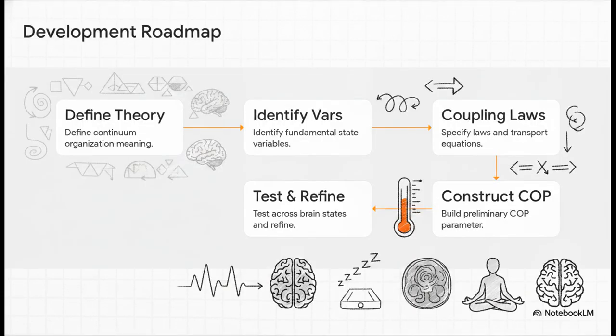Of course, to take this from theory into strict, measurable scientific reality, researchers have a pretty massive roadmap ahead of them. First, they have to mathematically define those continuum variables and coupling laws. Then, they need to develop the transport equations, construct a preliminary COP metric, and then ruthlessly test that metric across all sorts of brain states, from deep meditation to full-blown seizures, using hard empirical data from EEGs and fMRIs. It's a rigorous step-by-step process to essentially build a thermometer for consciousness.